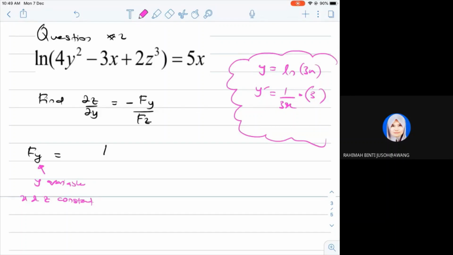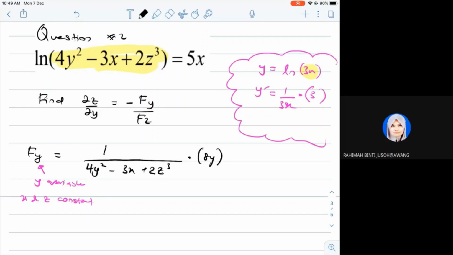Now let us focus here. This is inside our bracket. All of this is the bracket, the same as 3x earlier. So 1 over the whole thing, 4y squared minus 3x plus 2z cubed. Multiply by the differentiation of y, we will have 8y.